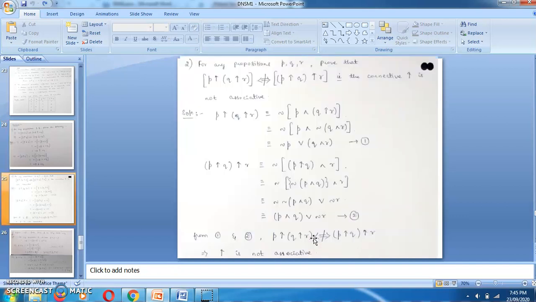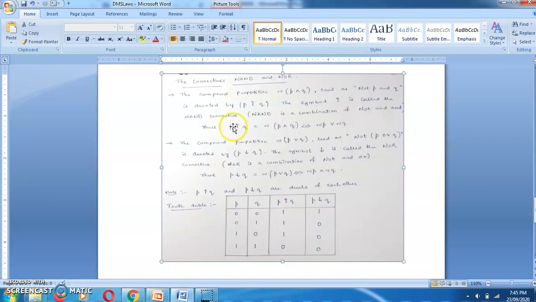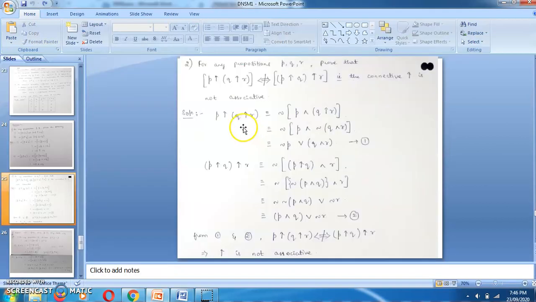And coming to the next one, we have to prove that this proposition is not equivalent to this. Let us first take this one, P NAND Q. Considering this as Q, here it is being solved. First negation of P NAND Q, which is negation of P and Q, and now we can write it as negation of P and Q, where P NAND Q is considered as Q here.